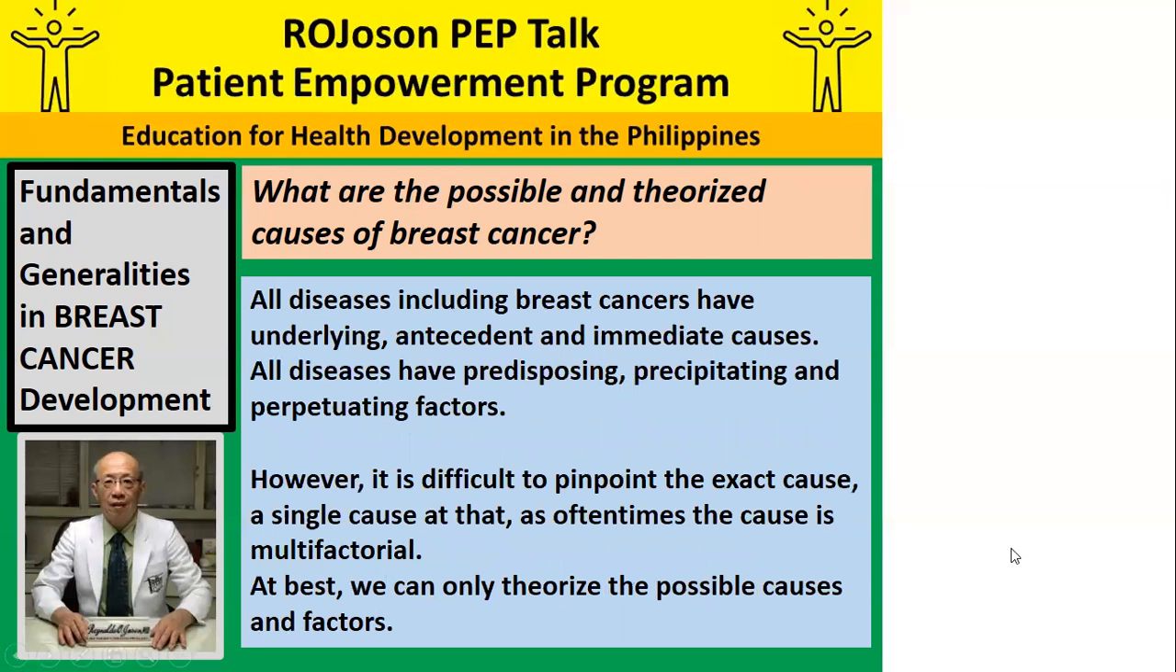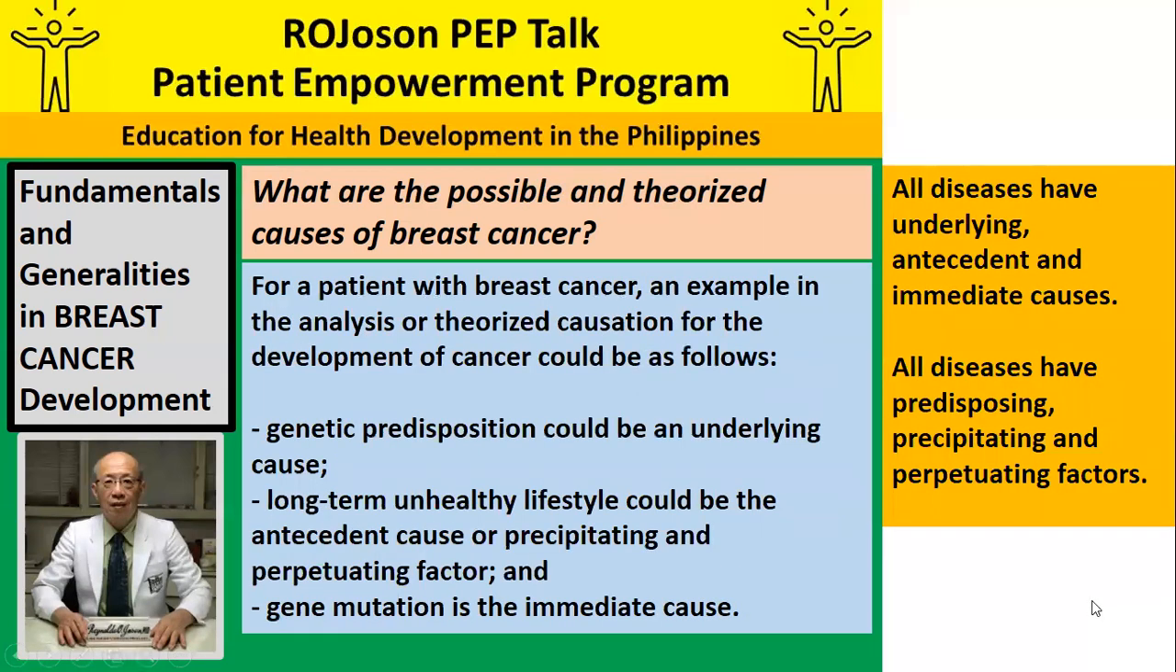All diseases, including breast cancers, have underlying, antecedent, and immediate causes. All diseases have predisposing, precipitating, and perpetuating factors. However, it is difficult to pinpoint the exact cause as a single cause, as oftentimes the cause is usually multifactorial. At best, we can only theorize the possible causes and factors.